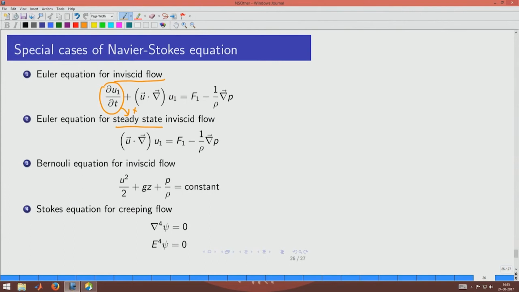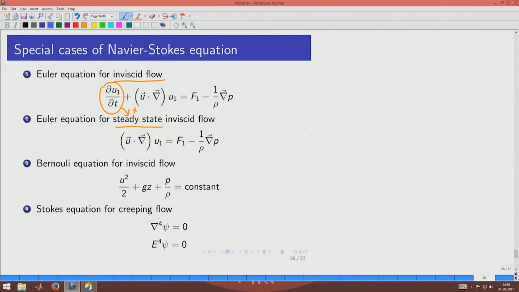One term corresponds to the viscosity multiplied by the Laplacian operator, and another term on the left hand side is the transient term. So, if you drop two terms from the Navier Stokes equation, we get the Euler equation for steady state inviscid flow, which is quite popularly used in many situations. Now, when you integrate this equation along the path of the fluid, you get the Bernoulli equation. That can actually be seen in a very quick manner.